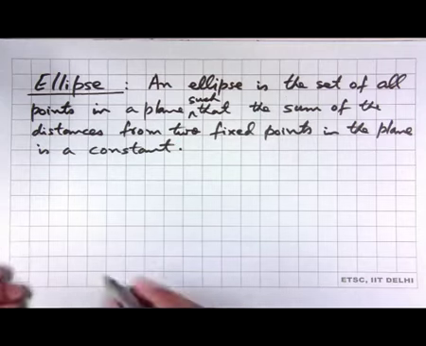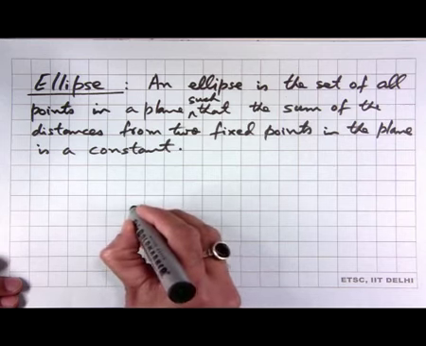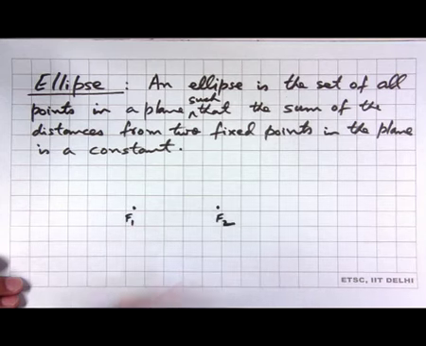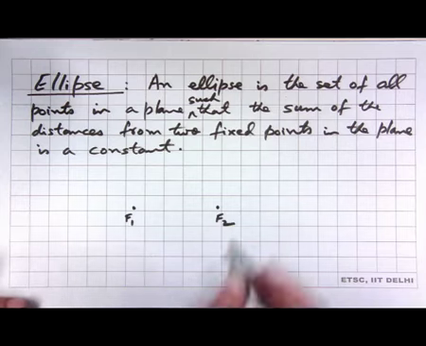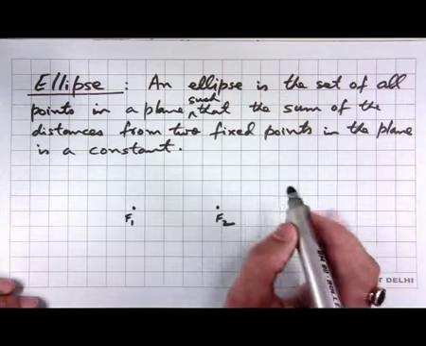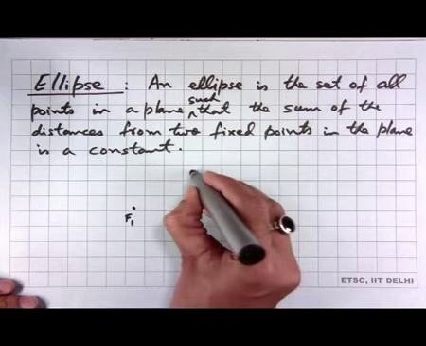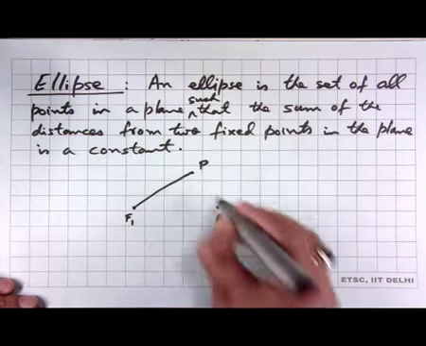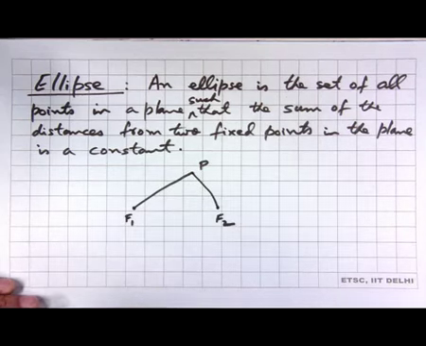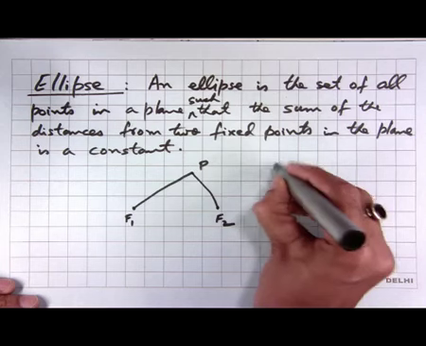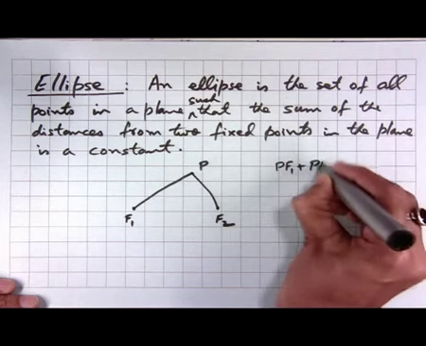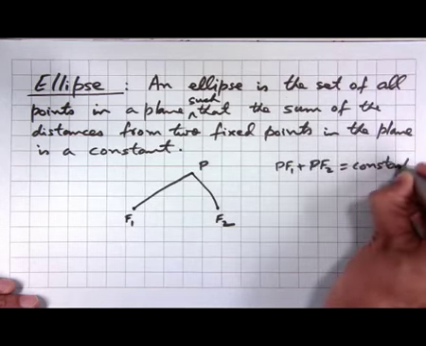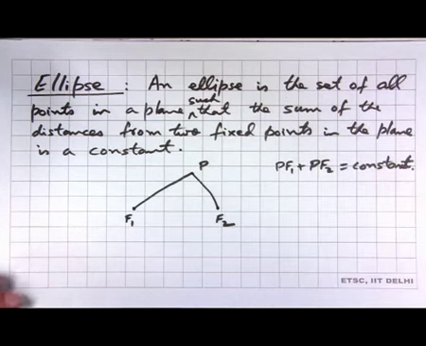So, what we have is two fixed points, let us call them F1 and F2, and then we are looking for all the points in this plane such that, if P is a point, the sum of the distances of this point from these two fixed points F1 and F2, that is PF1 plus PF2, is a constant.